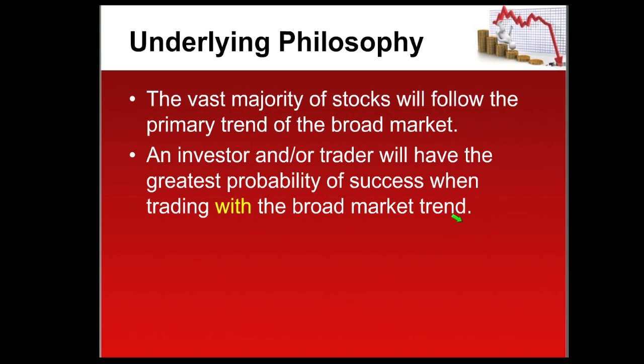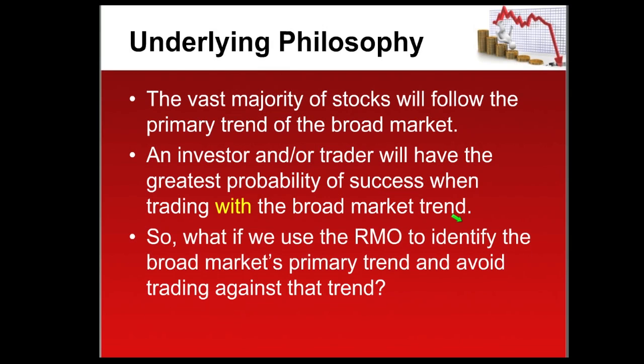And if we can do that, and we can keep ourselves in sync with the broad market trend, the probability that we're going to make money as opposed to lose money will increase rather dramatically. So the question is, what if we use the RMO simply to identify the broad market primary trend and avoid trading against that broad market trend?